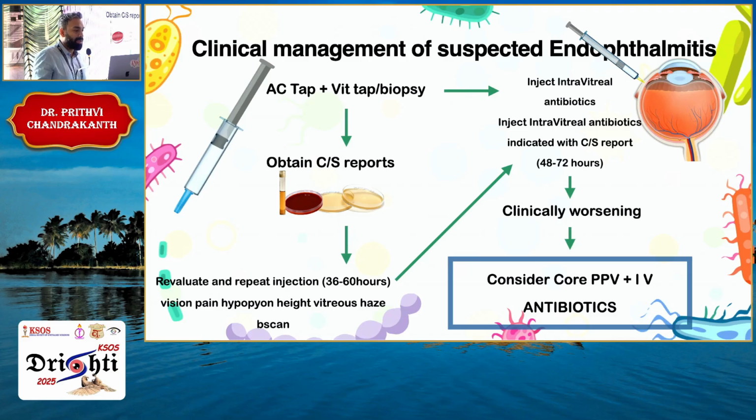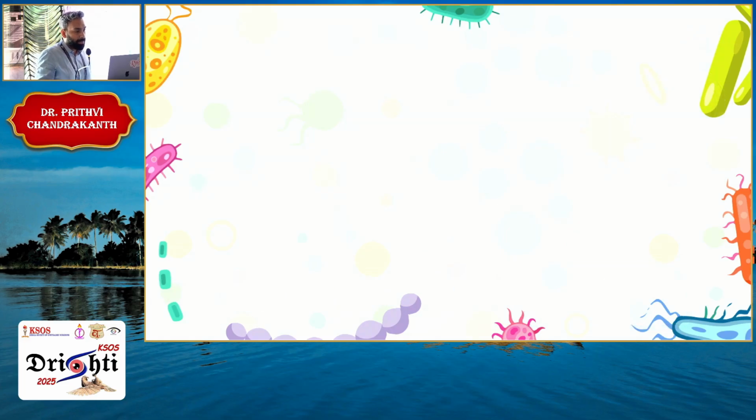Take an AC tap, vitreous tap, and send it for culture sensitivity. It will come back within 36 to 60 hours. Re-evaluate and repeat the injections. So you can start the empirical therapy side by side. And if it's clinically worsening, you can go again and give another intravitreal antibiotic. Or if it is worsening a lot, you can actually go in for a pars plana vitrectomy.